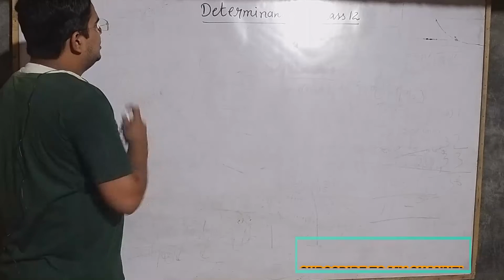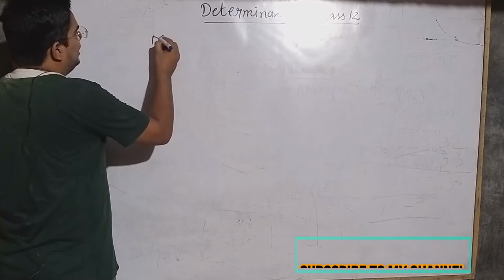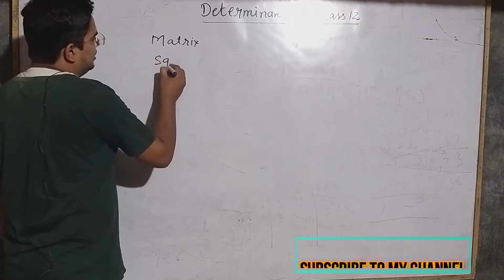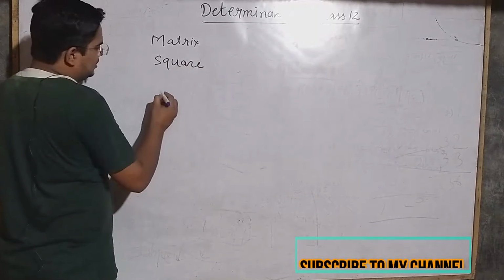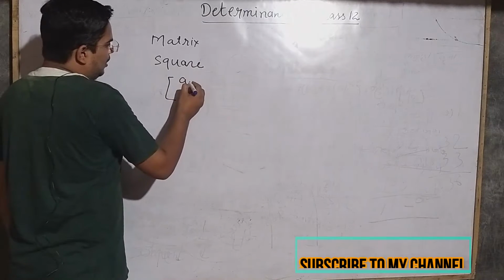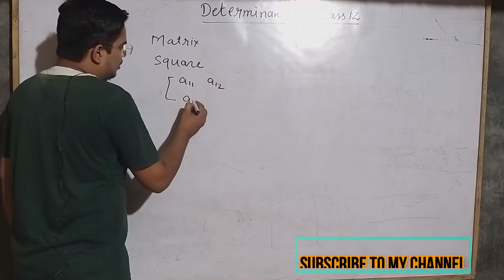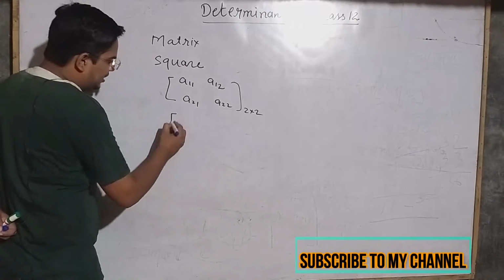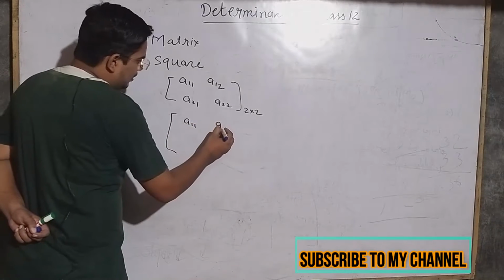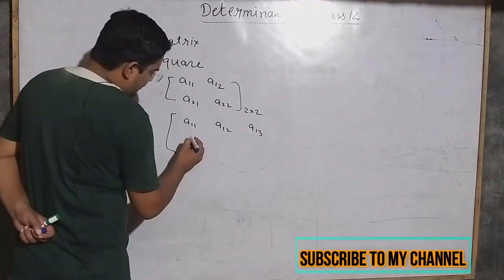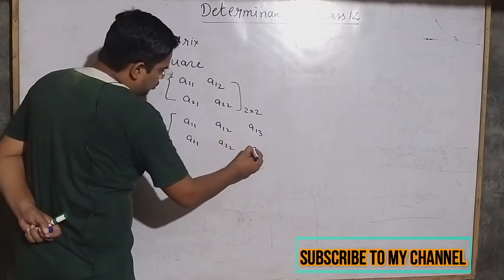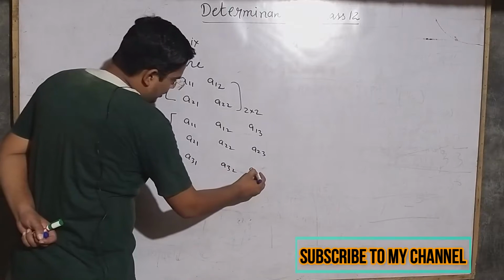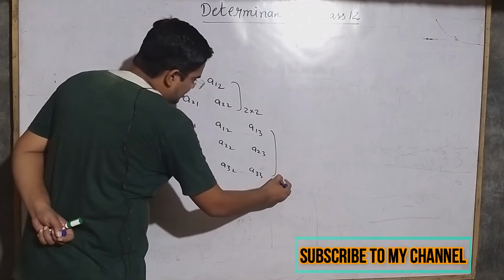First of all, before this, I think all of you know about the matrix. If I talk about the square matrix, it is denoted like this: A11, A12, A21, A22. This is of order 2 by 2. And I have another matrix A11, A12, A13, A21, A22, A23, A31, A32, A33, and the order of this matrix is 3 by 3.